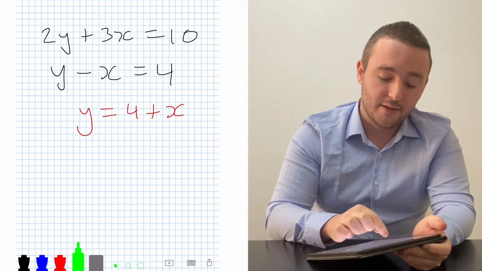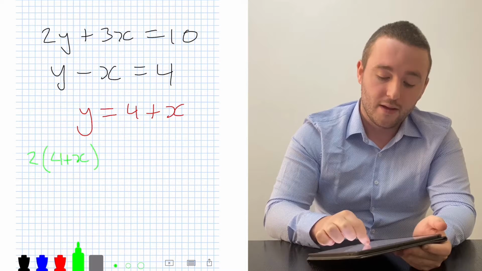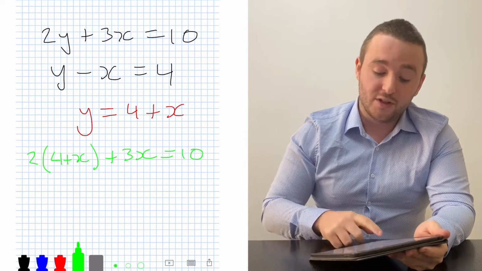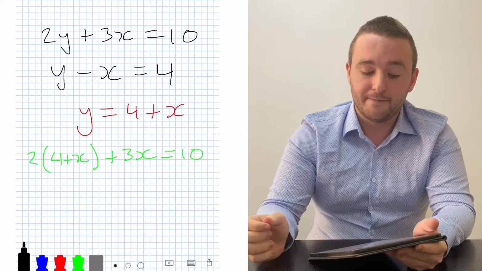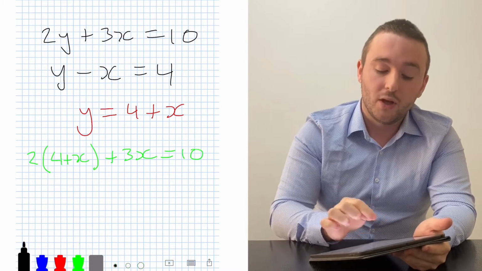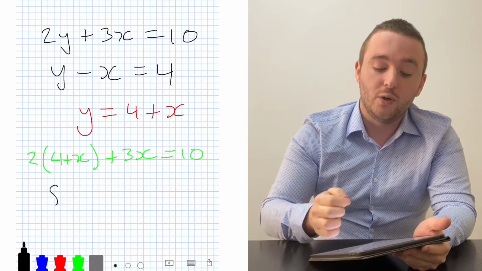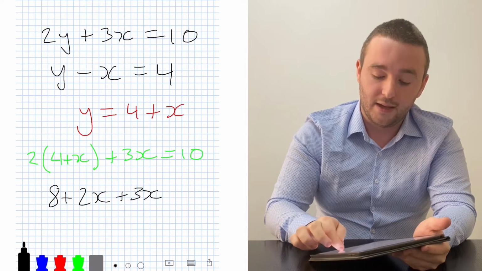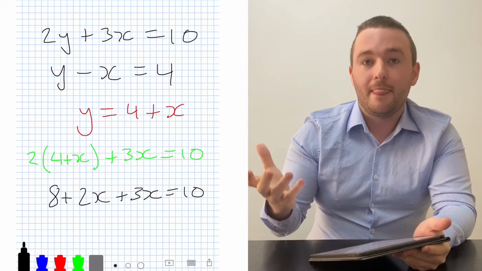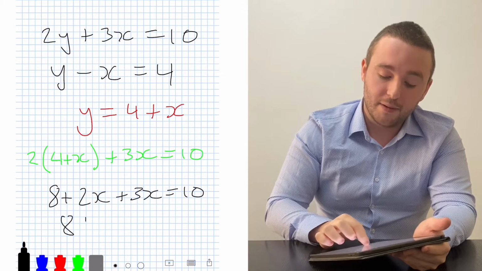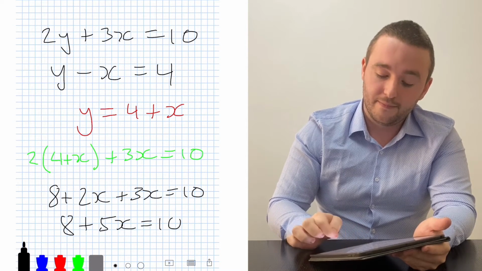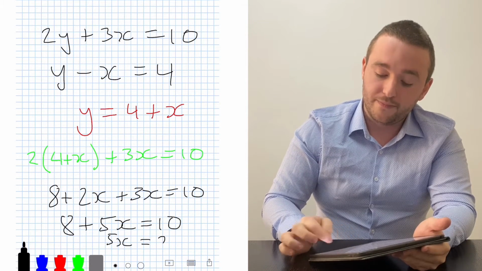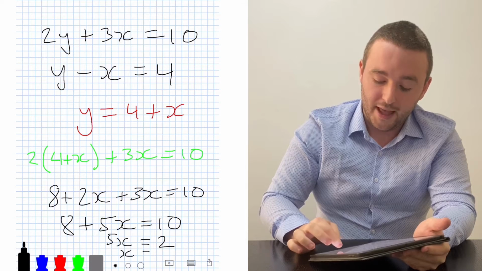So let's do that. 2 brackets 4 plus x plus 3x equals 10. Now, the first step for solving many equations is to multiply out brackets. So let's multiply out the brackets we just formed. 2 times 4 is 8, and 2 times x is 2x. So 8 plus 2x plus 3x equals 10. Now, let's simplify this. 8 plus 5x equals 10. Move the 8 onto the other side. 5x equals 2. And divide by 5. x is 2/5.